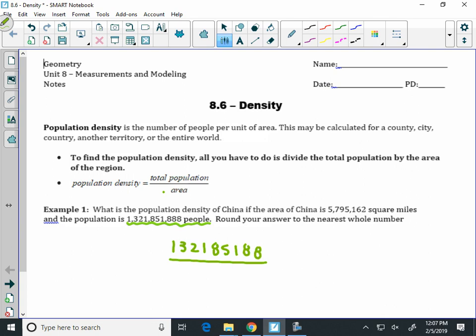Then area goes in the bottom. I know it's area because it's talking about square miles, square kilometers, square something, a unit of measurement. That goes in the bottom, and then you just divide those numbers in your calculator. Literally the hardest part is that we're dealing with big numbers, and we sometimes forget a digit, and then we throw our whole answer off.